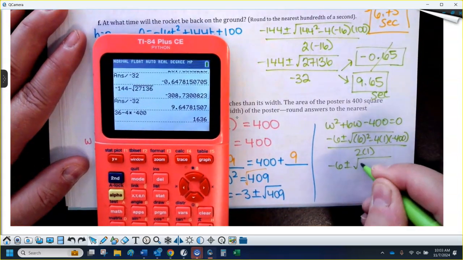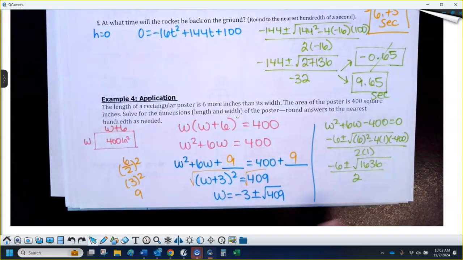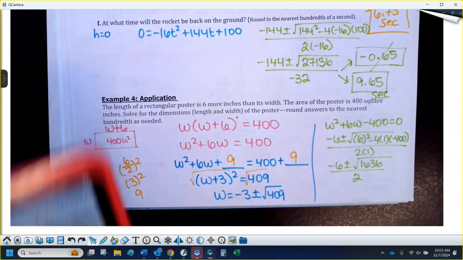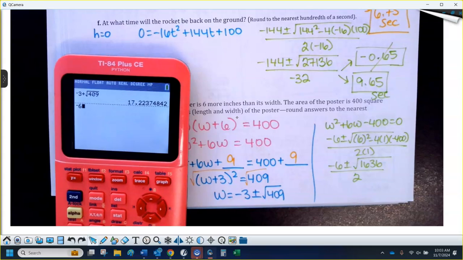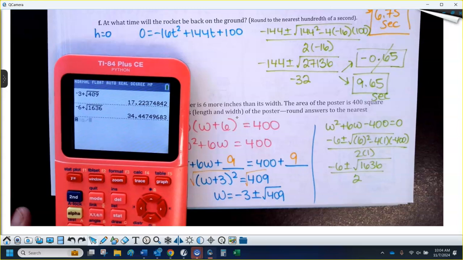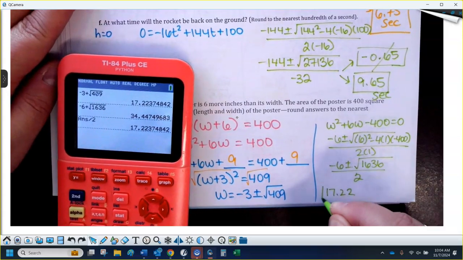You're going to get under this square root 1636. This will be over 2. Now, I know these look a little bit different, right? But if I do negative 3 plus the square root of 409, I get 17.22 whatever. If I do negative 6 plus the square root of that 1636 on my quadratic formula, and then I'm going to divide that by 2, you see those are identical. Those decimals are exactly the same. It's 17.22. And that's a positive answer. So I'll go ahead and write 17.22.